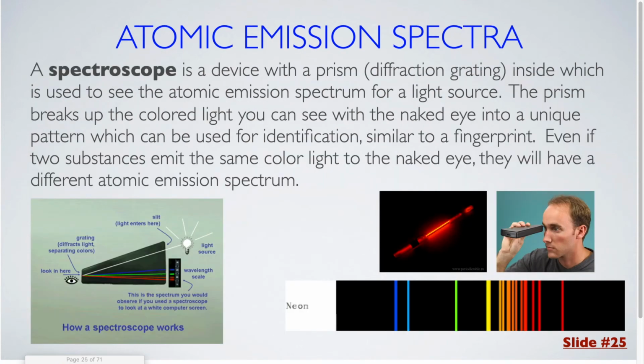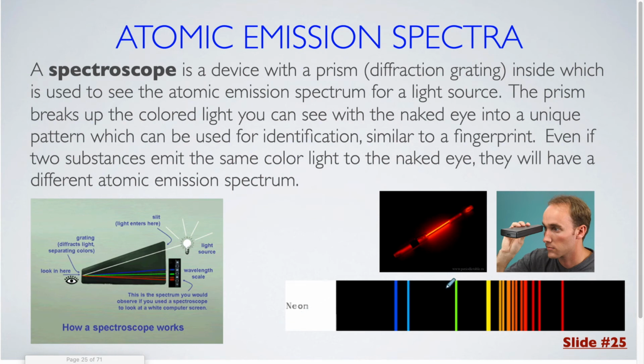A spectroscope is a device with a prism, or a diffraction grating, inside which is used to see the atomic emission spectrum for a light source. The prism breaks up the colored light you can see with the naked eye into a unique pattern, which can be used for identification similar to a fingerprint. Even if 2 substances emit the same color light to the naked eye, they can have different atomic emission spectra.